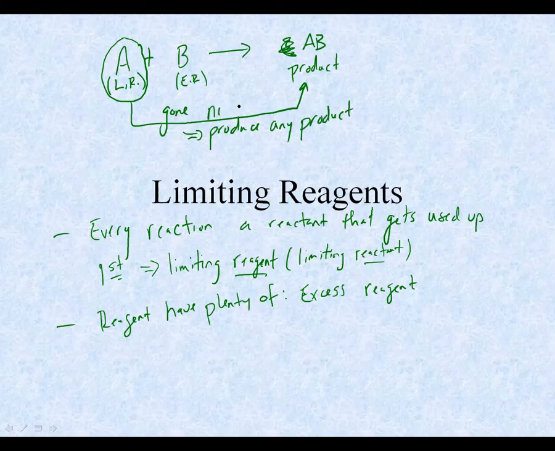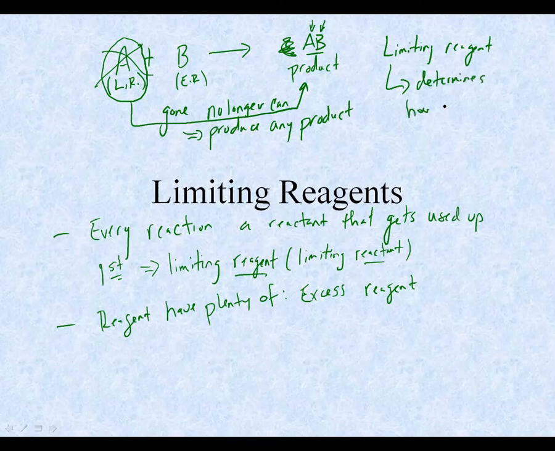Once you use up that limiting reagent, you can no longer produce any product, because in this example we need an A and we need a B. As soon as A gets used up, there's no longer a way to put those together because we no longer have that A available to us. So the important part about a limiting reagent is that it is the one that determines how much product you will make.